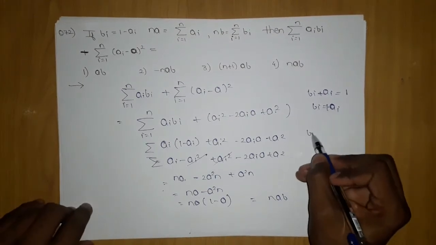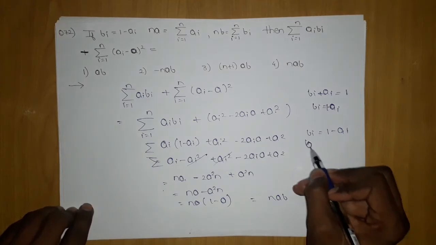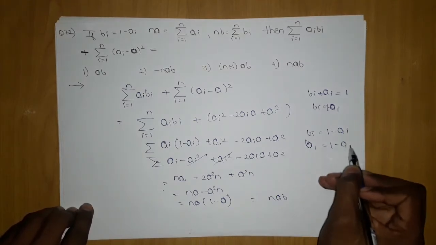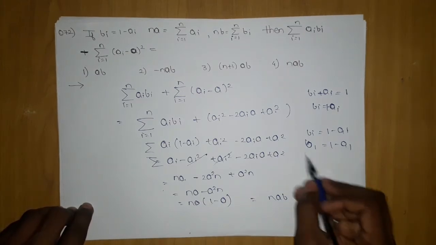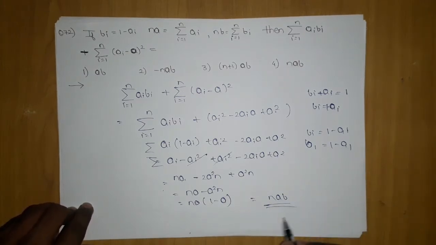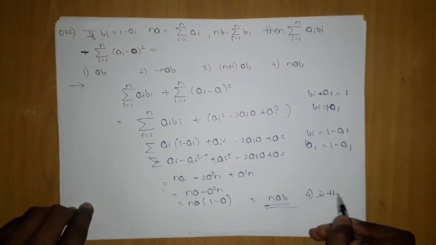Listen to what I am telling. bi they given 1 minus ai. I can substitute i as 1. So b1 is equals to 1 minus a1, so it is what? a1. So I can substitute b1. So I have substituted, and I get my answer nab, which is the 4th option. 4th is the answer.